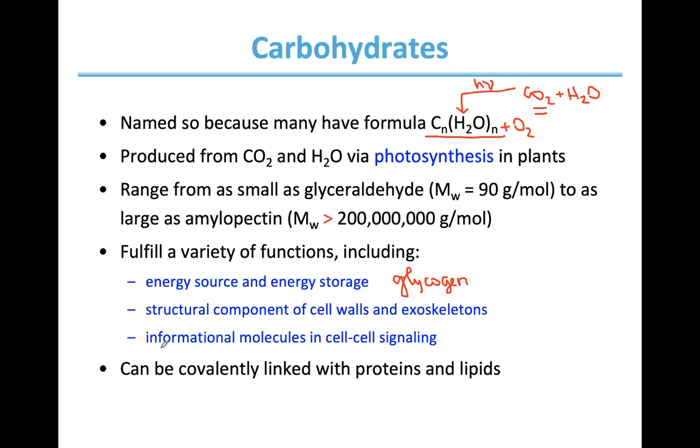Okay, so informational molecules in cell signaling. We'll also find out that sugars are important in cell signaling. There are proteins such as lectins, for example, which are decorated with different sugars and which are important in recognizing other types of cells. Very important in the immune system. We'll chat about this a little bit. And they are covalently linked with proteins and lipids. I already mentioned that.